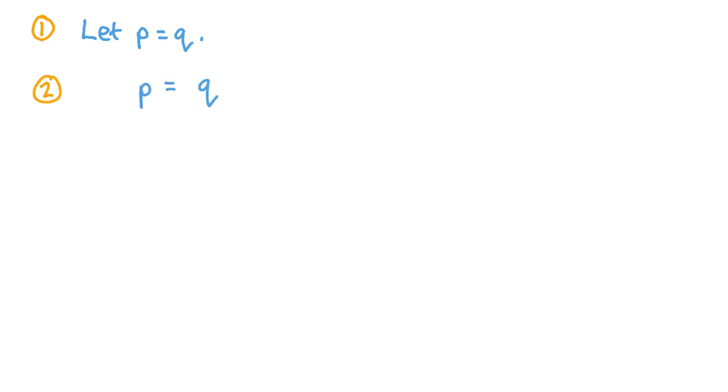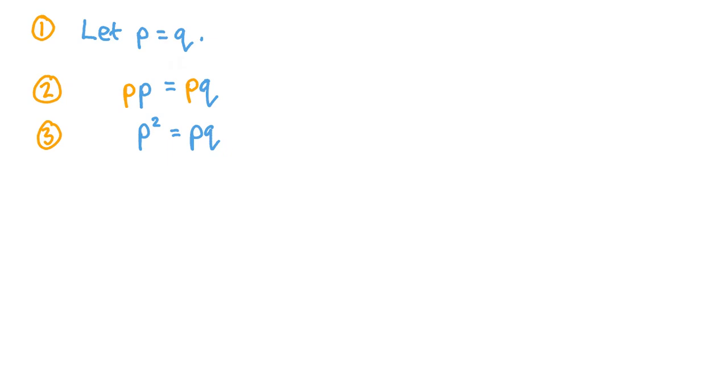Now let's take that equation and multiply both sides by p. So p times p is equal to p times q. Or simply, pp is equal to pq. But wait, pp just means p times p, or p squared. So we can say p squared is equal to p times q, or pq.